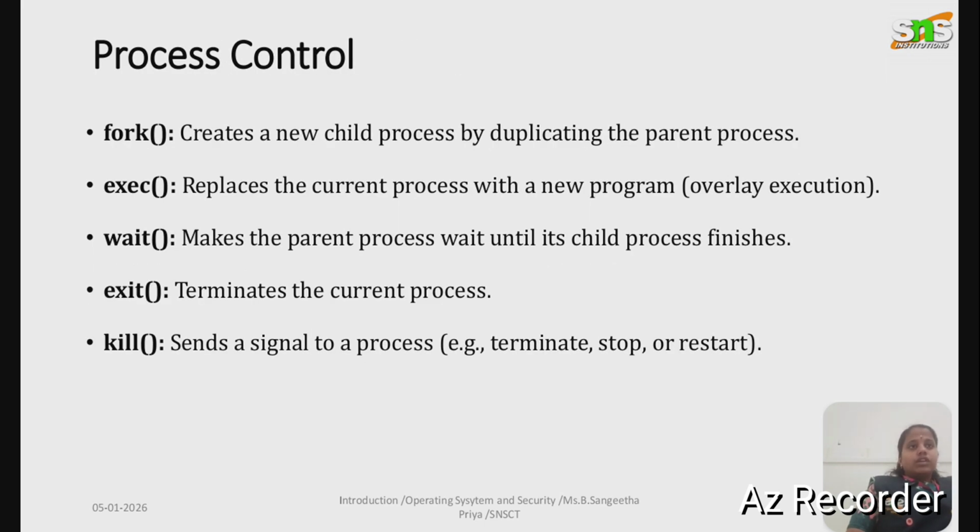Process control is used to manage a process. If we give the command fork, it creates a child process. Exec replaces the current process with a new program. Next is wait, where the parent waits for a child to finish. Next is exit, which terminates a process. Next is kill, which sends a signal to a process.